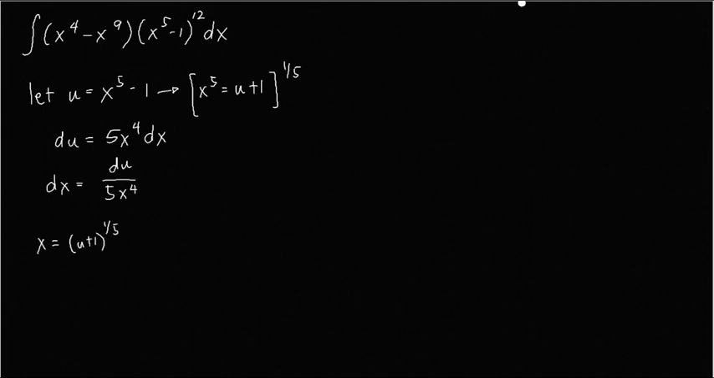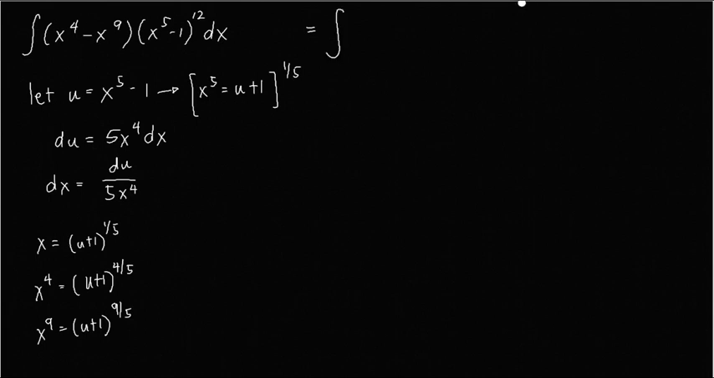Okay, why do we need this? Because we have x raised to 4 and x raised to 9 terms. So, if we raise this by 4, then we have x raised to 4 is equal to u plus 1 raised to 4 fifths. And we have x raised to 9 equal to u plus 1 raised to 9 over 5. So, let us replace that here.